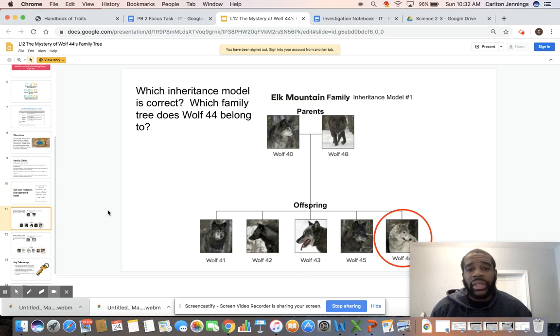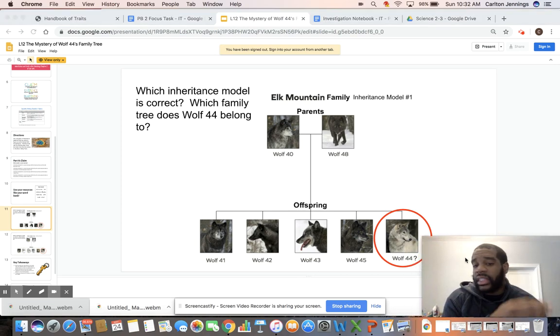So when we saw the Elk Mountain pack, we saw that most of the wolves were a darker color. We see the mom and dad, Wolf 40 and Wolf 48. We saw Wolf 44's siblings, his brothers and sisters, and they were all darker colored, while Wolf 44 was a lighter colored wolf. And our big question at the beginning of our unit, when we first talked about the wolves, is why is Wolf 44 a different color, a lighter gray, than the other wolves?